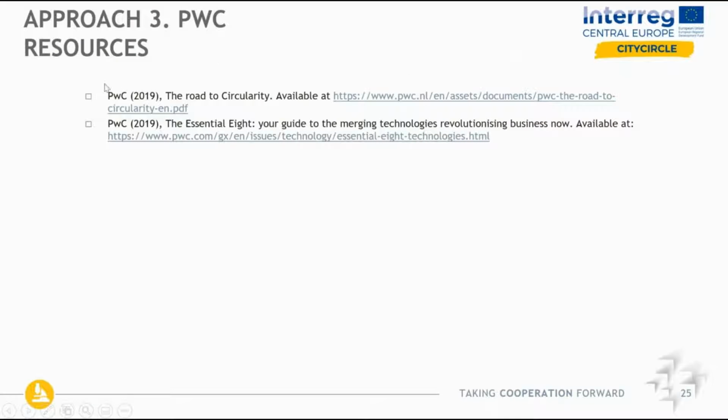Those 2 documents I would, in this case, recommend as a start. They are public documents; you can download them from the web. You can use them. That's fine.